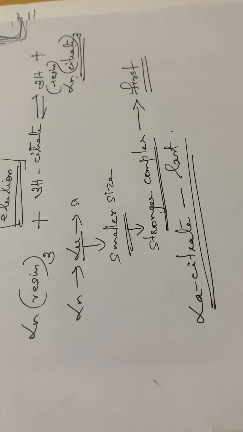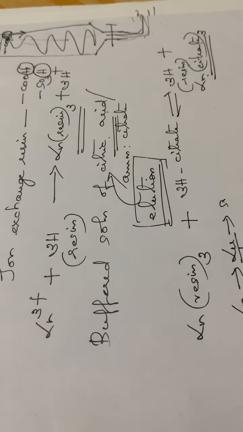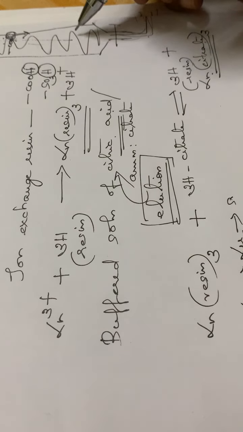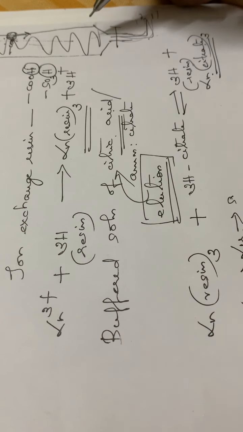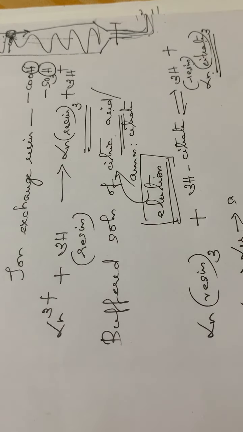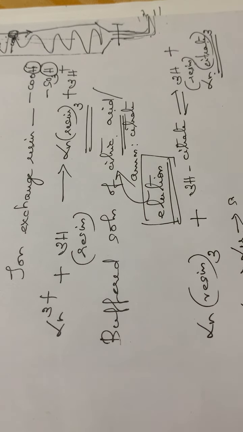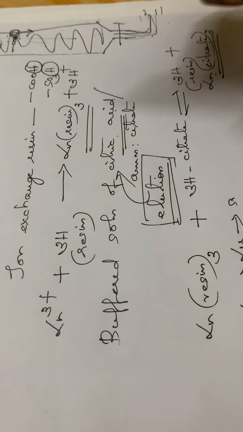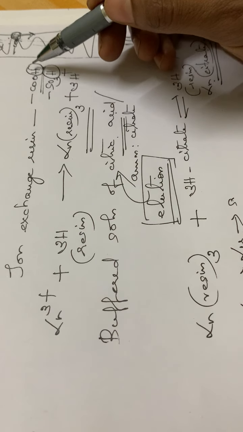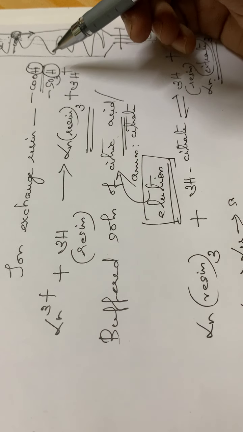So in this way we can separate similarly. After lutetium, then comes the next ion citrate complex. So in this way we can separate all the ions from this resin. This is the ion exchange resin. In ion exchange resin, we are using a COOH group or an SO3H group resin.